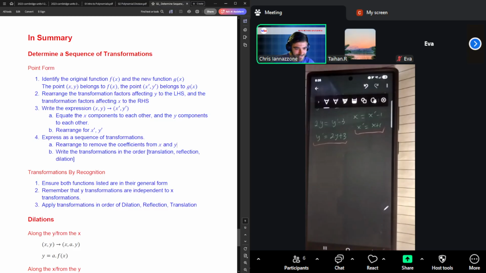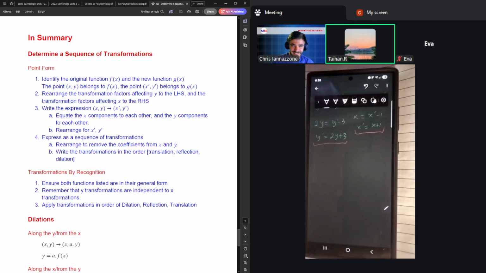I don't know if that was a tech issue or not. I am not sure. But yeah, I'm not 100% sure on this step.